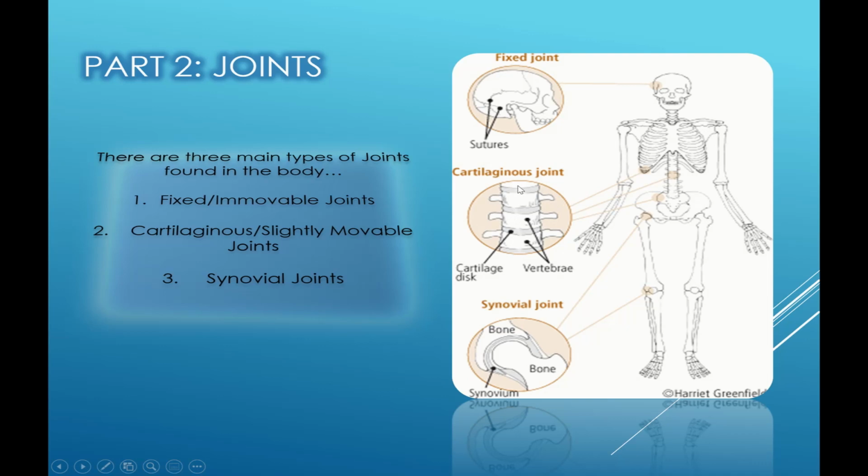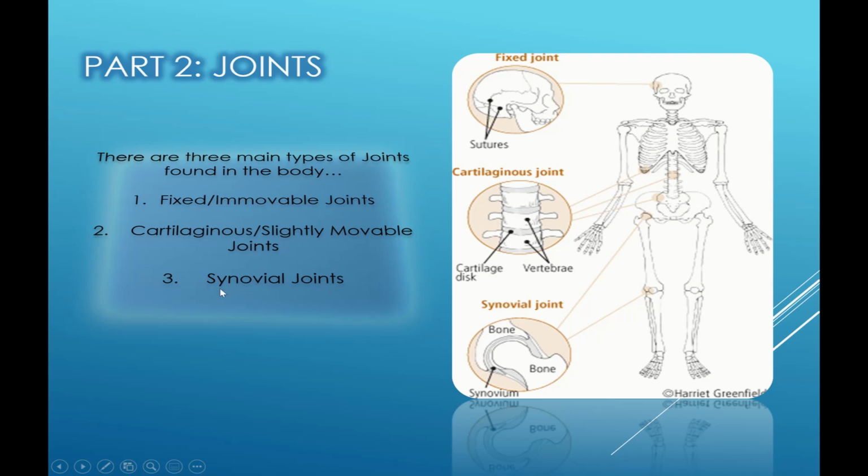But of course, when we think about the spine as a whole, as an entity, all 33 vertebrae that work together, of course we get great ranges of motion. So when we're talking about cartilaginous, slightly movable joints, and we give the example of the vertebrae, just keep in mind here that we're talking about the individual vertebrae and not the spine as a whole.